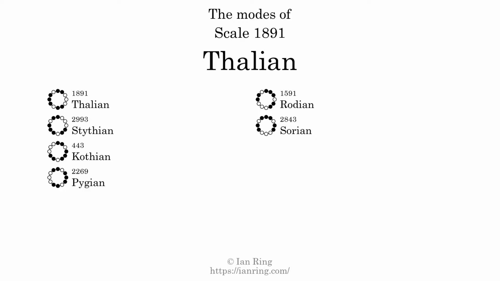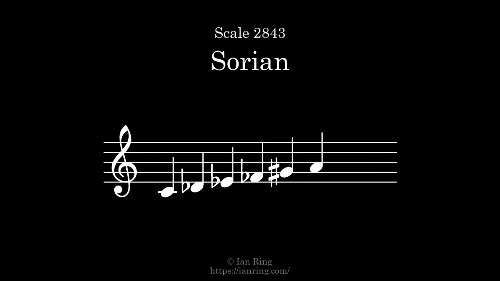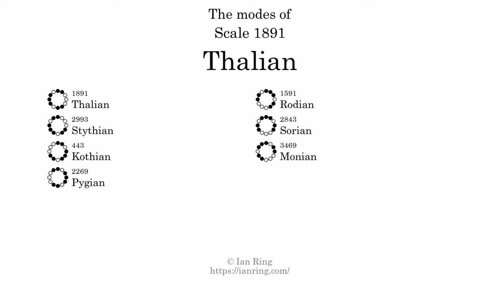The sixth mode is scale 2843, also known as Saurian. It sounds like this. The seventh and last mode is scale 3469, also known as Monian. It sounds like this.